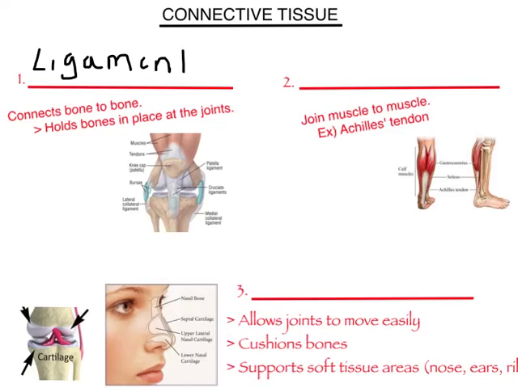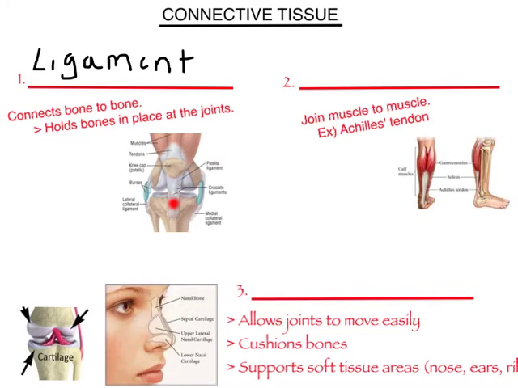Now this is the type of connective tissue that, as you can see, connects bone to bone. It basically holds your bones together at the joint. This diagram right here is an example of your knee joint. In this diagram you can see some various different ligaments.